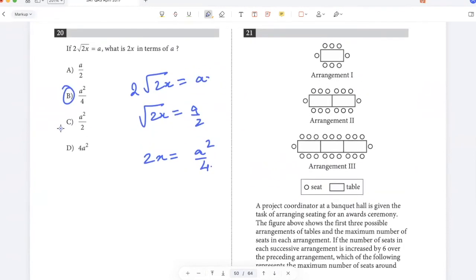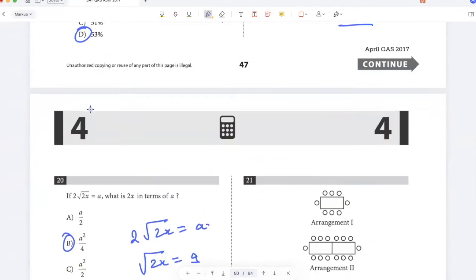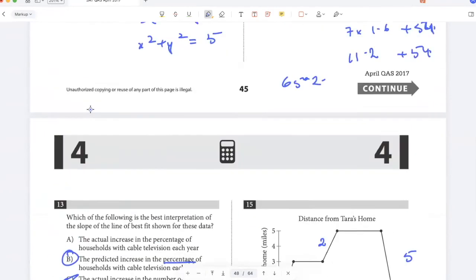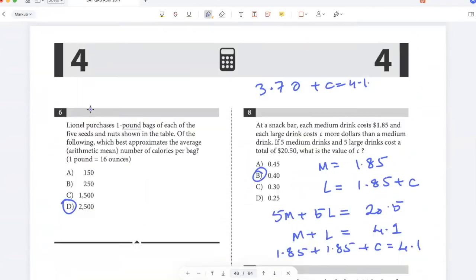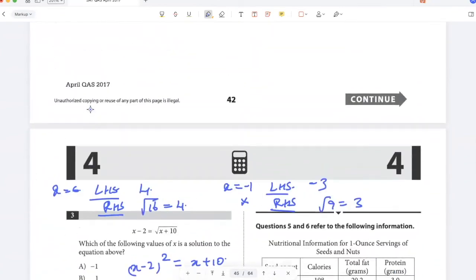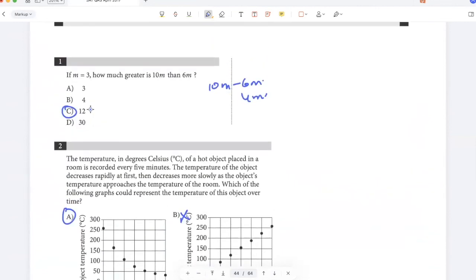Okay, I think we'll stop here for this video and do the remaining questions in another video. So let's grade this. Starting from 1. This is math calculator.